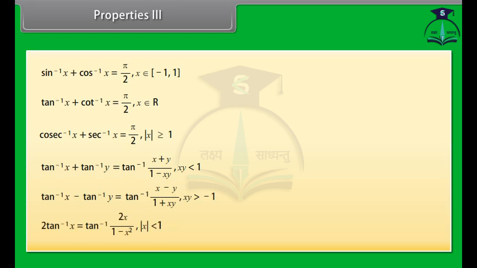2 tan inverse x is equal to tan inverse of 2x by 1 minus x square, where modulus of x is less than 1. 2 tan inverse x is equal to sine inverse of 2x by 1 plus x square, where modulus of x is less than or equal to 1. 2 tan inverse x is equal to cos inverse of 1 minus x square by 1 plus x square.